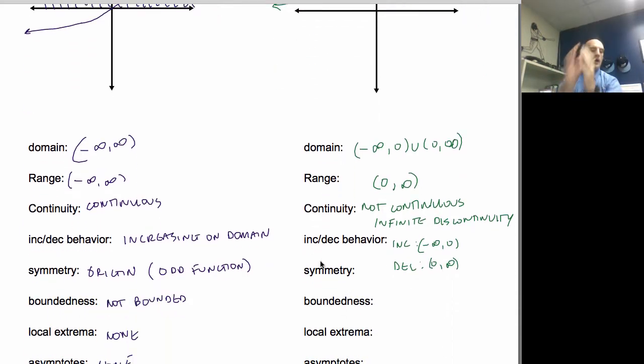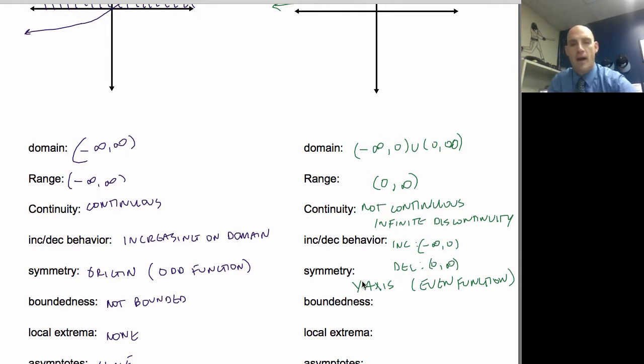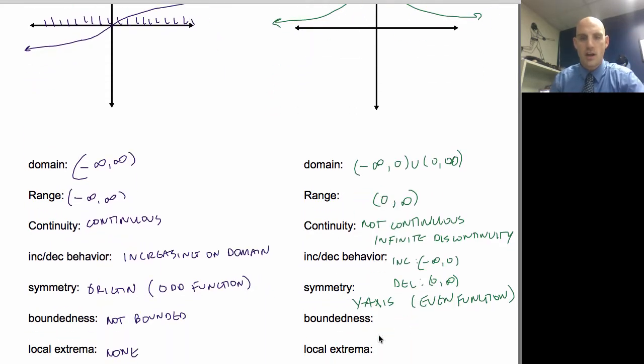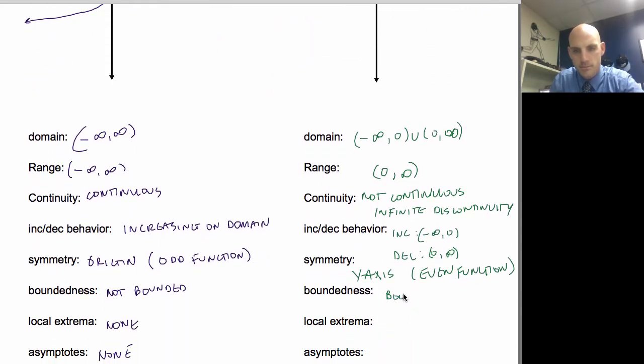Okay? Symmetry. You can fold it over that y-axis. So this is the y-axis. Symmetry, which means this is an even function. Boundedness. Is it bounded? Well, take a look. Boundedness means, is there a horizontal line that I can draw that the graph never goes past? Well, yeah, obviously, because I have a horizontal asymptote at y equals 0. So it's bounded below.